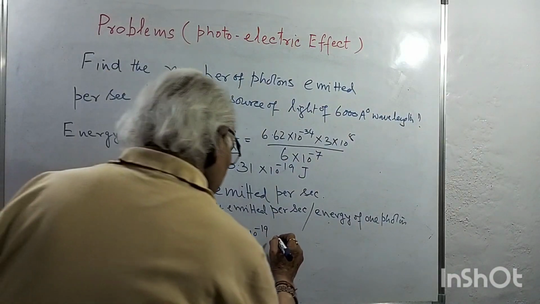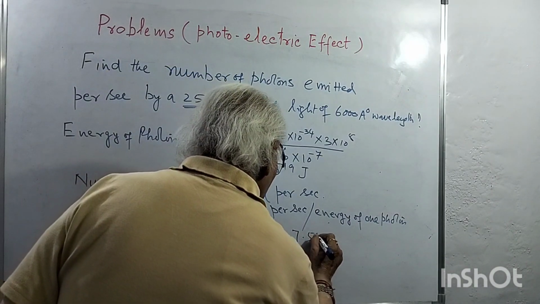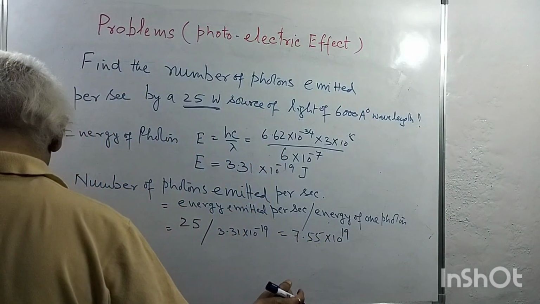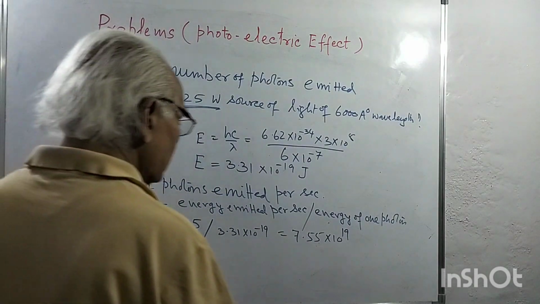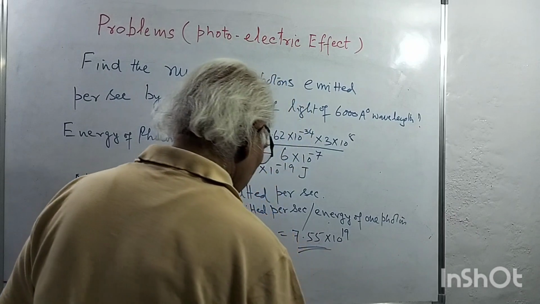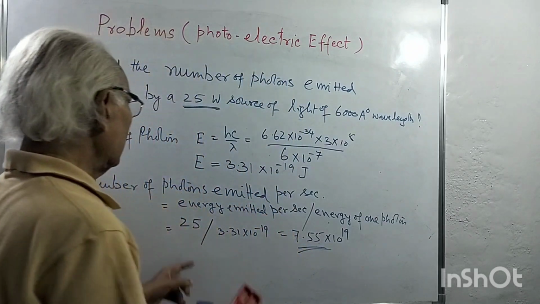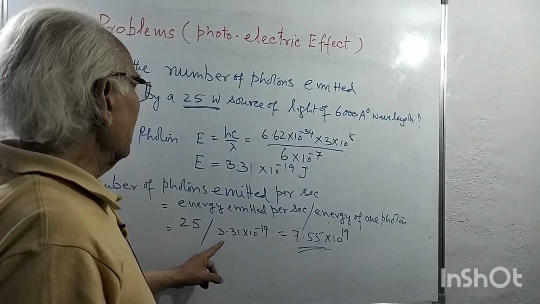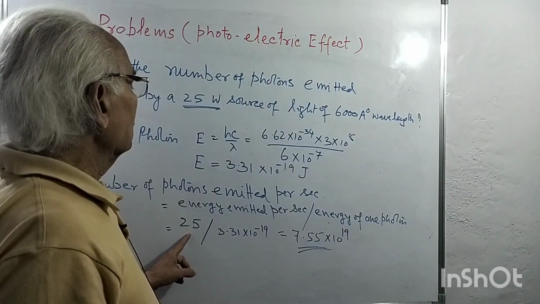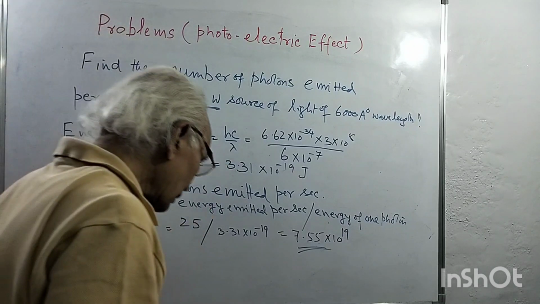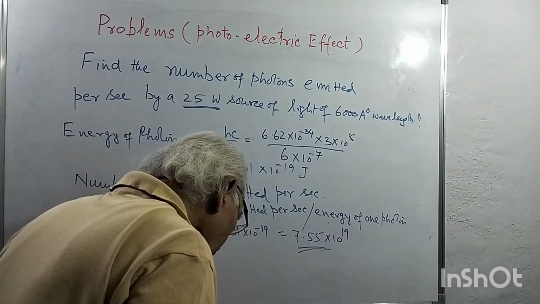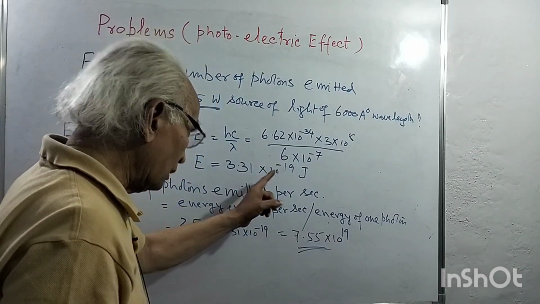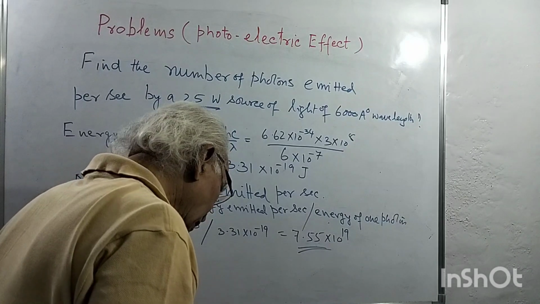7.55 into 10 to the power 19. That is the number of photons. Very easy. This is the answer. Because this is the energy in watt, that is joules per second. So this is the energy, 25, and you divide by the energy of 1 photon, 3.31 into 10 to the power minus 19. So divide by this energy.